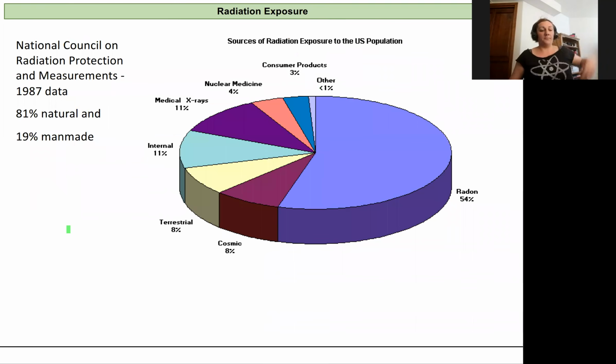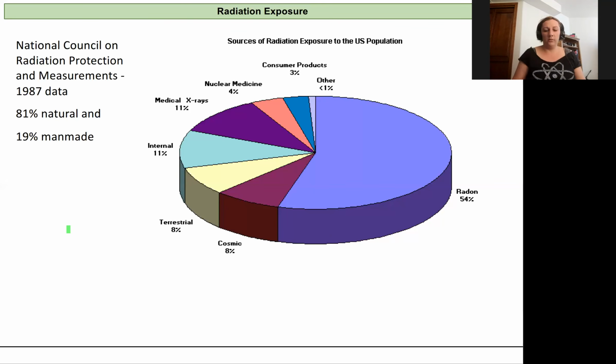All right, I want to do a quick comparison between radiation exposure for the average person back in 1987, so when I was a little kid, and about 2006, so when I was a young adult. Where we're getting radiation from has really changed. Back in 1987, about 81% of the radiation a person was exposed to was from a natural source, and only 19% of it was man-made.